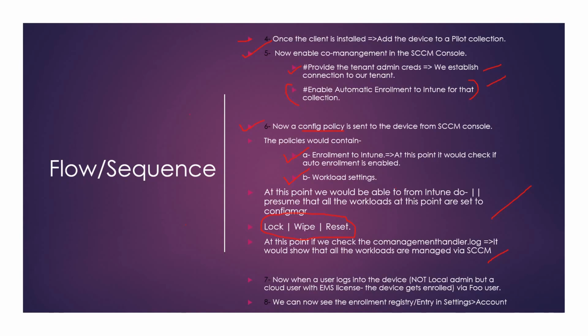So what exactly happens is, as I said, once we have enabled co-management from the portal, a config manager policy is sent to the device, and that device is told that now you need to be enrolled to Intune. Okay, but the device is not enrolled to Intune yet. So what the user has to do now is log out of the Windows 10 machine and log into the machine again using a credential which has an EMS license assigned to it.